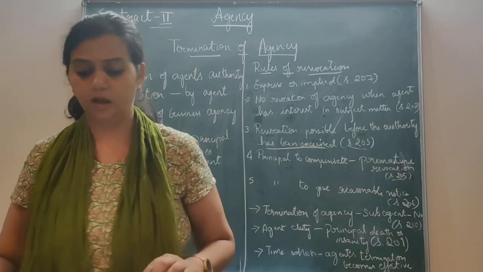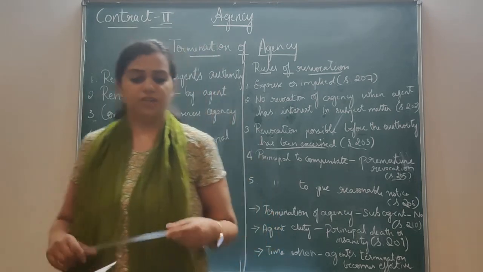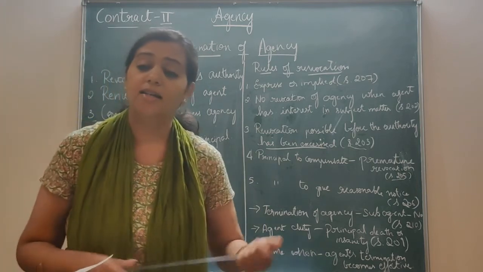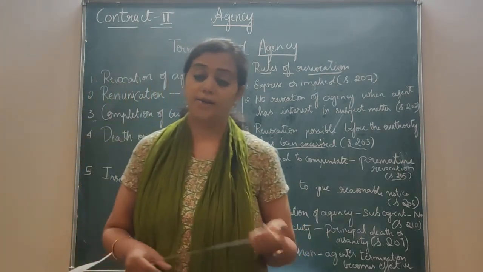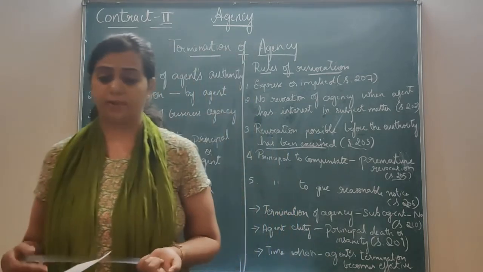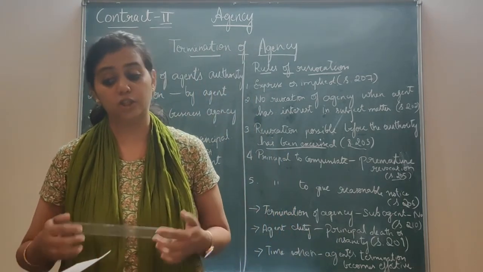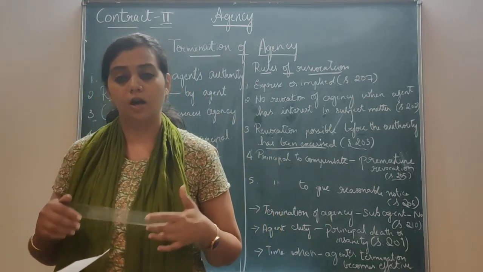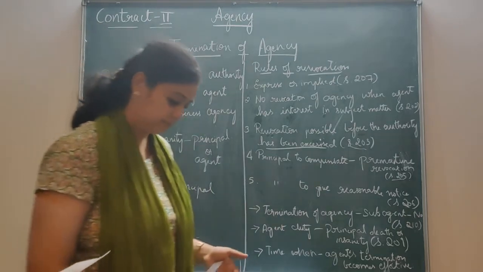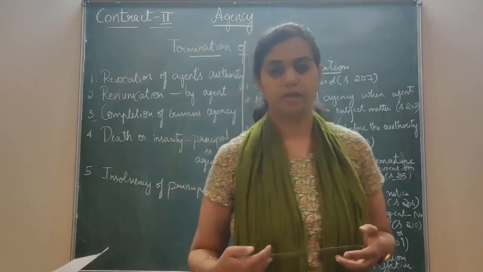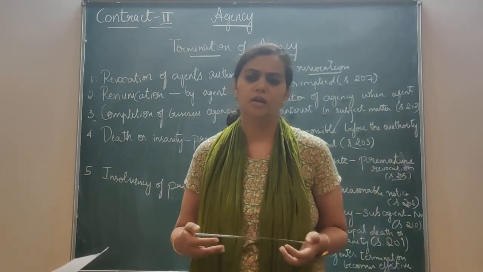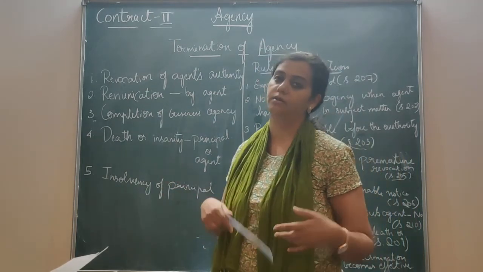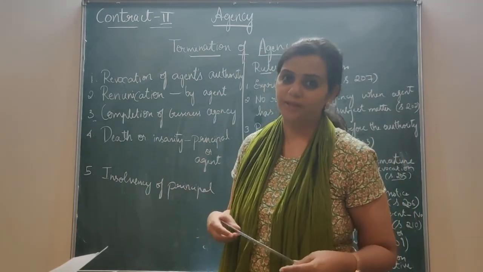Clear? Next one is renunciation. We were talking about renunciation by the agent. How can he do that? Section 206 says he has to give a notice, either implied or express. That is given under Section 207. Loss by premature renunciation to the principal: if the agent is renouncing, saying I don't want to be the agent further, and if he gives it up, then the agent has to compensate the principal.